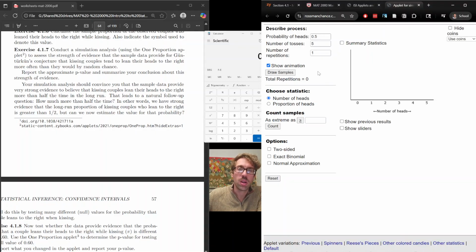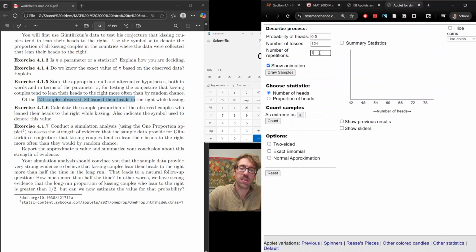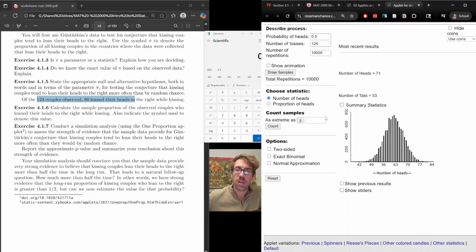Okay, so my probability is going to be 0.5, and I'm going to do 124 tosses. And if I'm doing some good analysis, at least 1,000, maybe 10,000, depends on how slow your computer is. If you do 10,000 for some computers, it could be kind of slow. And then definitely don't show the animation. Draw the samples. And so then we've got 80. We'll count that.